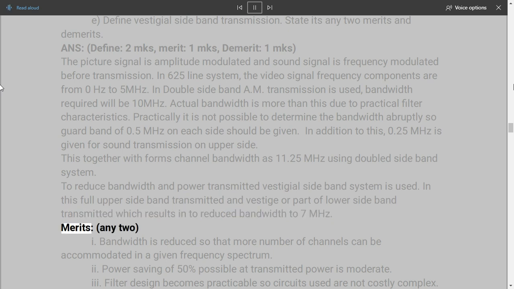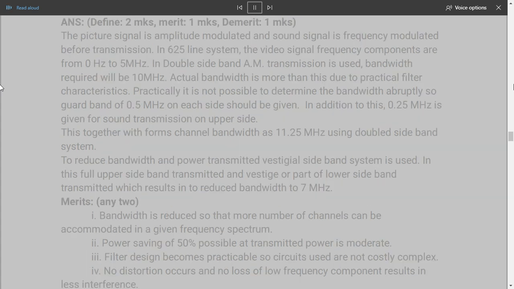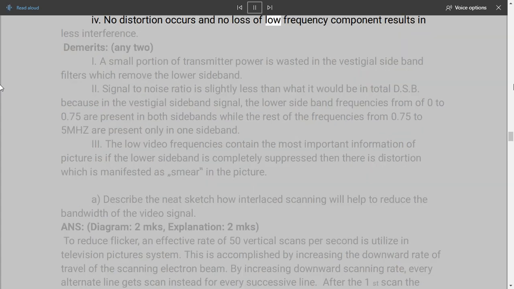Merits, any two. 1. Bandwidth is reduced so that more number of channels can be accommodated in a given frequency spectrum. 2. Power saving of 50% is possible at moderate transmitted power. 3. Filter design becomes practicable, so circuits used are not costly or complex. 4. No distortion occurs and no loss of low frequency component, which results in less interference.